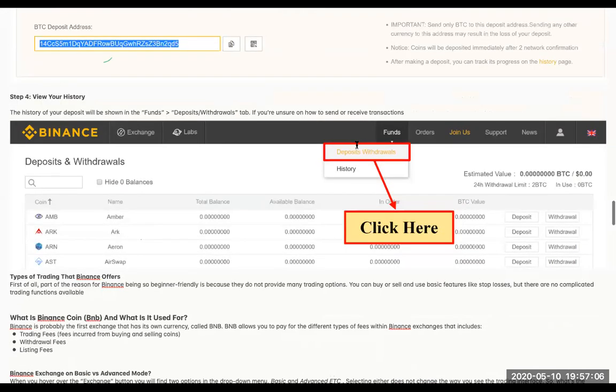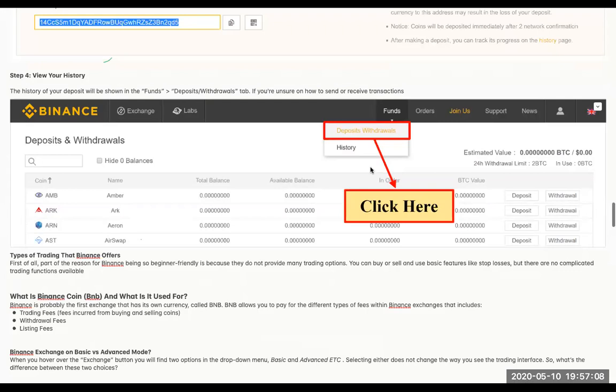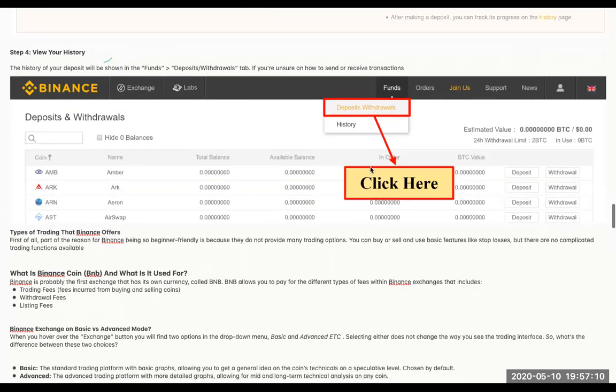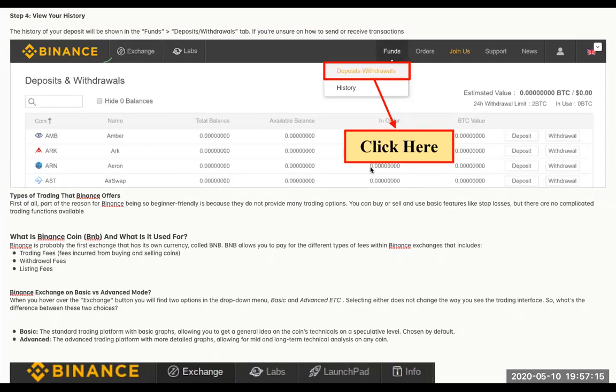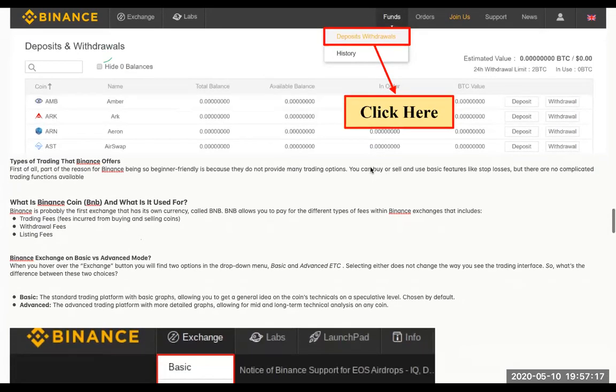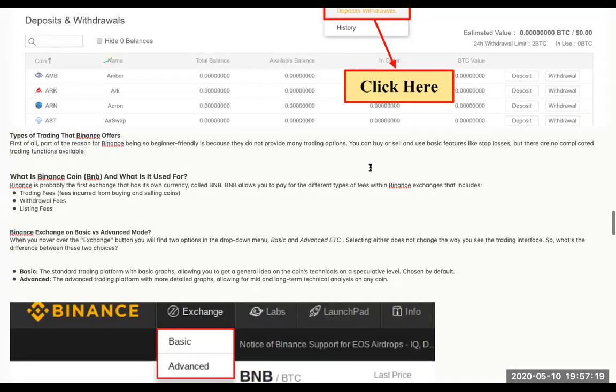So you can view the history of your deposits and withdrawals. That is a service Binance provides. All the activities of depositing and withdrawal can be seen on your Binance account. Okay, so let's go and see the types of trading that Binance offers.